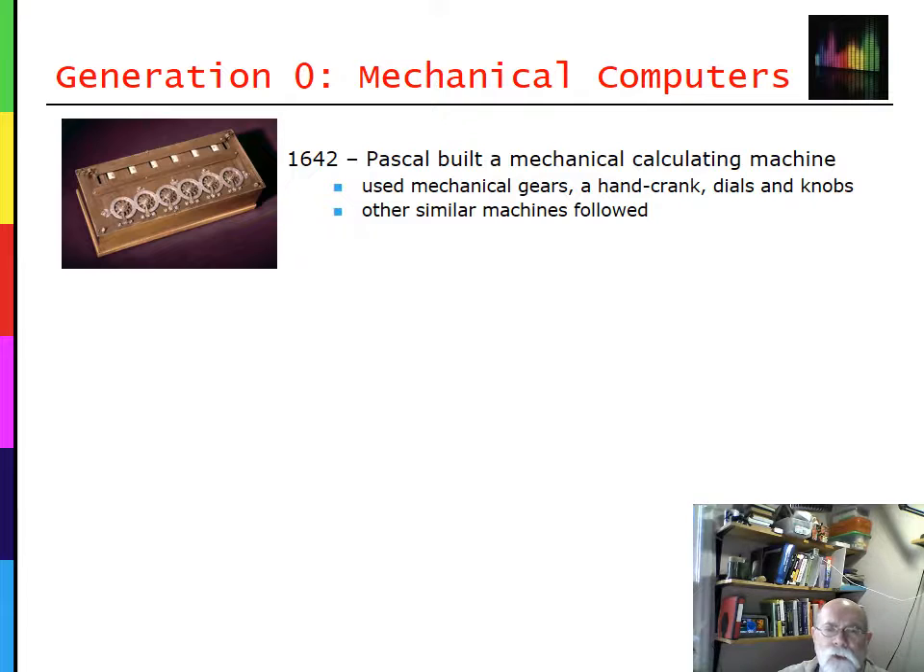So we start talking about the date 1642. And this is Pascal. Pascal was a mathematician. He developed a calculating machine for his father, who was a tax collector in France, I believe. And so he developed a machine for his father to quickly do the math on collecting taxes.